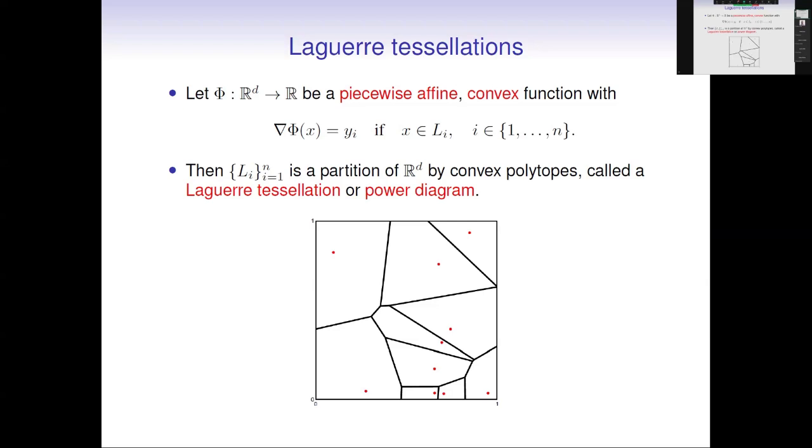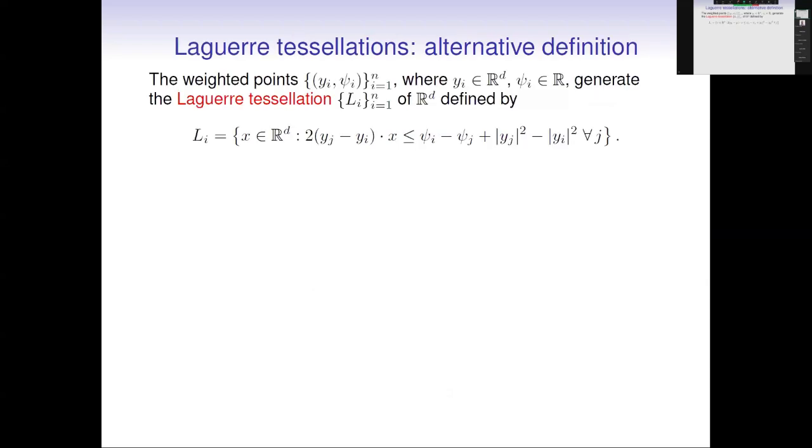Okay, this is one definition, and then another one that's more connected to optimal transport is the following. Alternatively, define Gallouët tessellations as generated by weighted points. So I've got n points y_i in R^d, and every point has a real-valued weight with it, psi_i. We've got n weighted points, and then these generate Gallouët tessellations, partitioned by convex polytopes according to these inequalities just here. It looks a bit funny, but I've written it in such a way that you can really see this is a convex polytope.